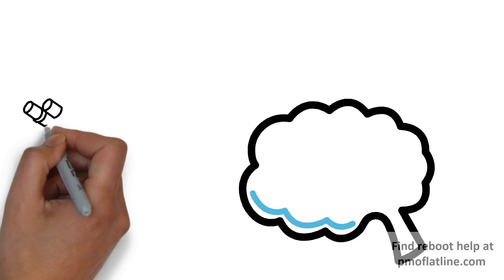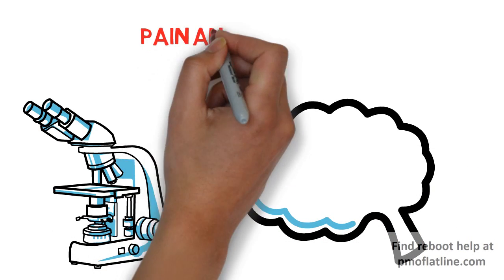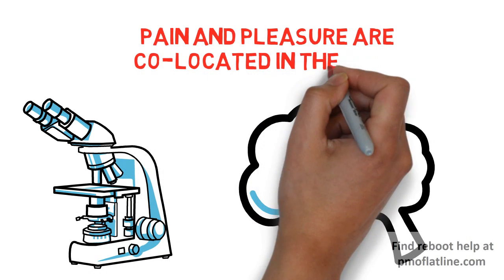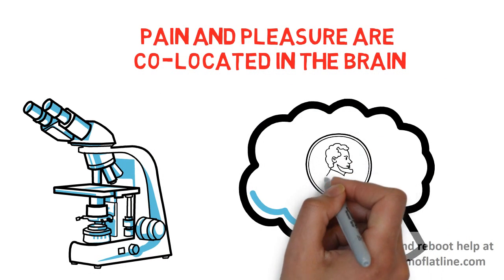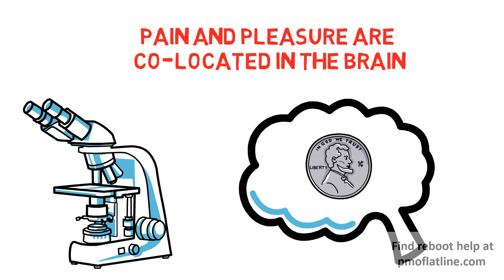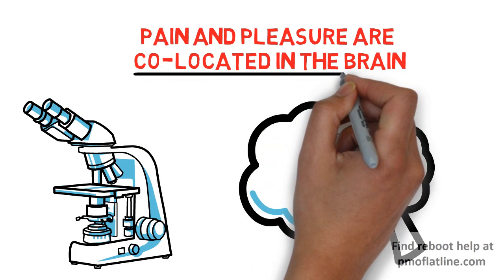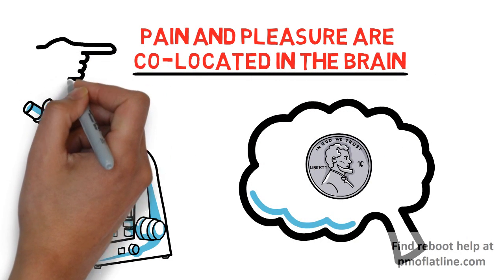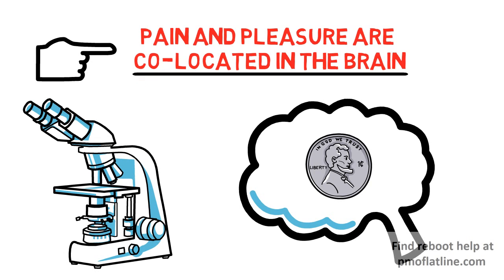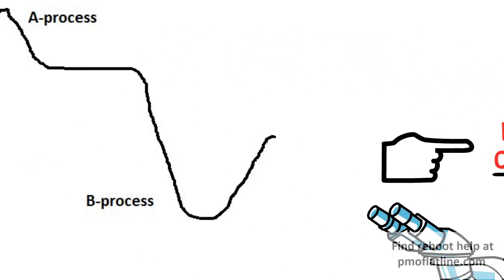Now, before I show you the opponent process theory, I need to hype it up by saying that today's scientists have found that pain and pleasure are co-located in the brain. They are two sides of the same coin and you cannot have one without the other. Please remember those lines as we go along here because that'll make you appreciate Solomon's theory even more.